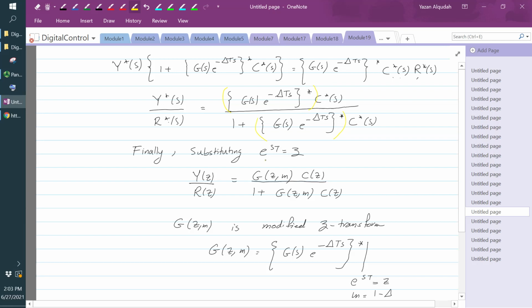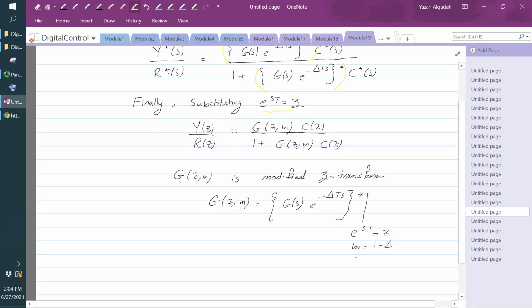Finally, if we substitute e to sT with z, we're going to get Y of z over R of z. And what is the z transform of the G of s e to negative delta Ts? We can get that from the modified z transform. This is equal to G of z comma m multiplied by C of z over 1 plus G of z comma m multiplied by C of z, where G of z comma m is the modified z transform, where e to sT is equal to z and m is equal to 1 minus delta.